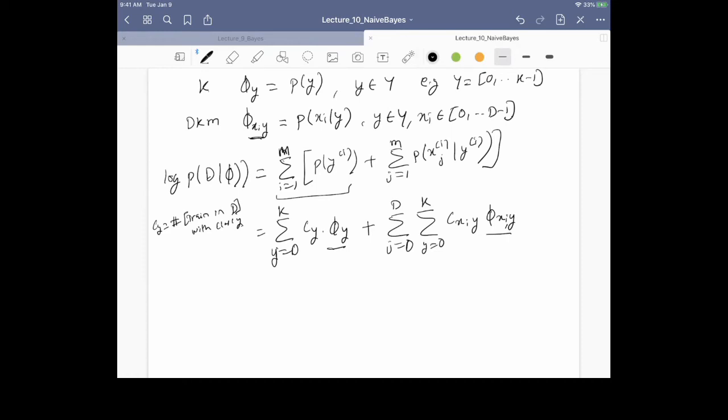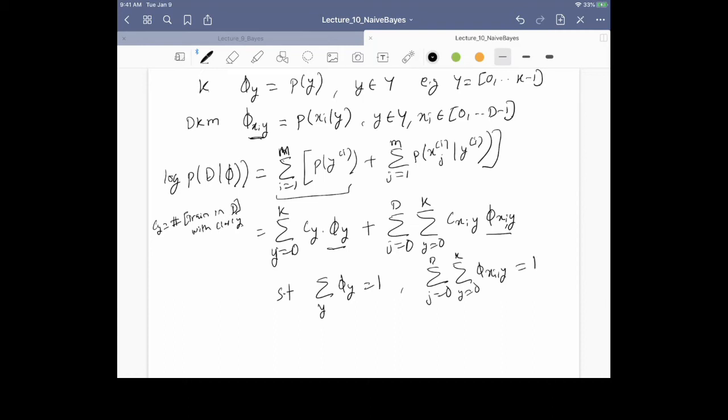Okay, so anyways, as I said, it's slightly more advanced. The constraints here are that those are the probabilities. We need phi of y to be a probability, so we require that the sum over y of phi of y should be 1. And we require that the sum over j from 0 to d, sum over y equal to 0 to k, of phi of xi comma y, which is a joint probability, should be equal to 1.